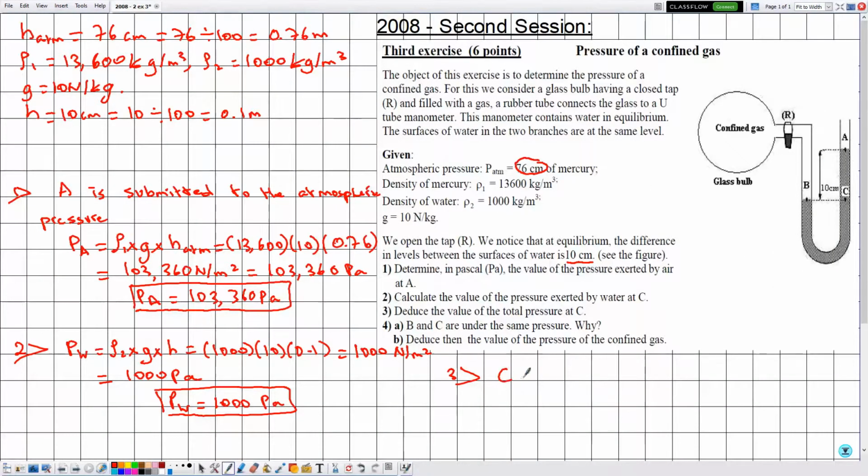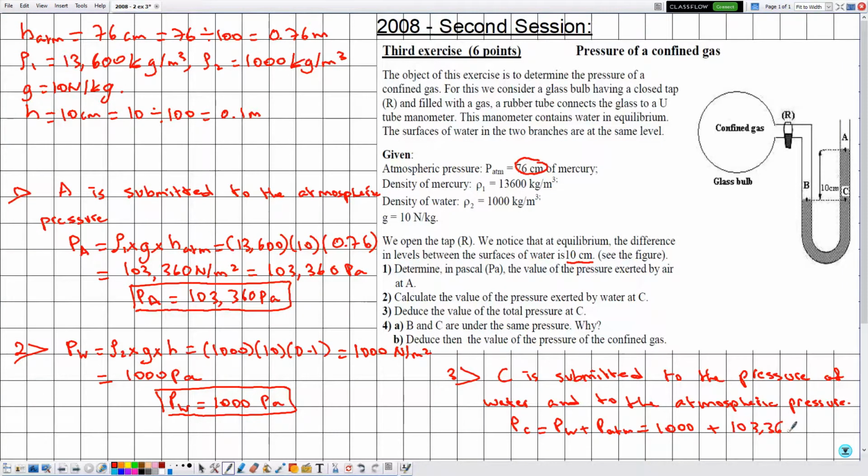It's being submitted to the pressure of this liquid and to the atmospheric pressure. Then let's say C is submitted to the pressure of water, so the liquid in this case is water, and to the atmospheric pressure. So pressure at point C is equal to pressure due to water plus the atmospheric pressure. The pressure due to water is given by 1000 plus the pressure at the point A, which is given by 103,360.